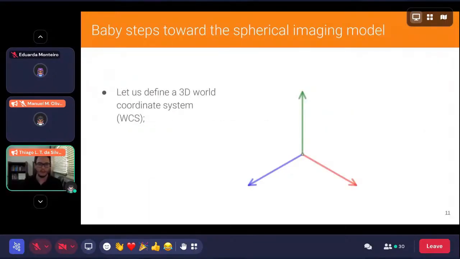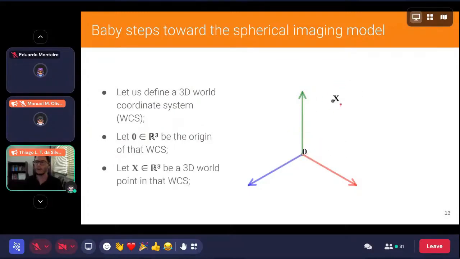So let's understand this concept in baby steps. First of all, let us define what we call a 3D world coordinate system. And, well, it's arbitrary. You can define this world system however you want. First of all, we need to define its center, or its origin. And then we can think about the other points in the world as somehow parameterized by this world coordinate system. So we have here an example of a 3D point, or world point, X.